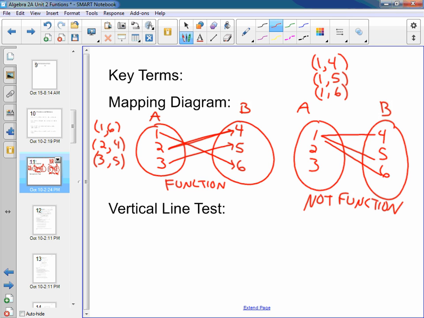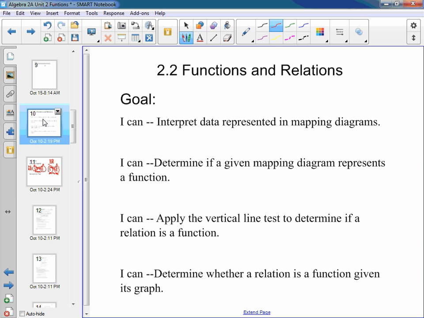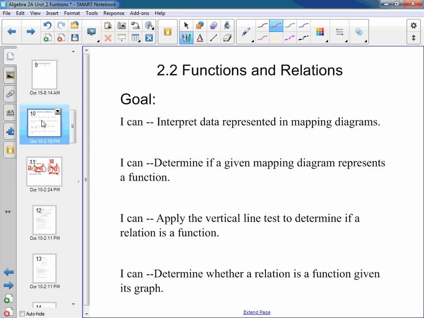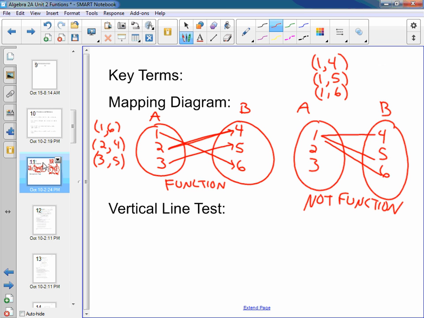All right, so if we go back to the goals, I can interpret data represented in mapping diagrams. So you're basically just going to look at the mapping diagram and say, okay, 1 goes to 6, 2 goes to 4, 3 goes to 5. Determine your input and the output that goes with it. And then the second thing was determine if it represents a function or not. So you're just looking at the mapping diagram to see if each input has one arrow going from it or not. And if not, it's not a function.